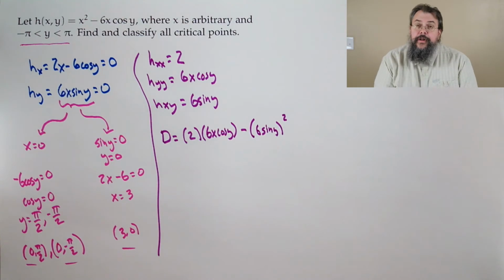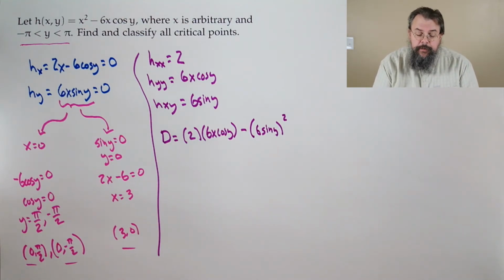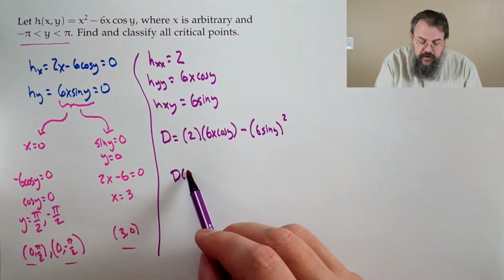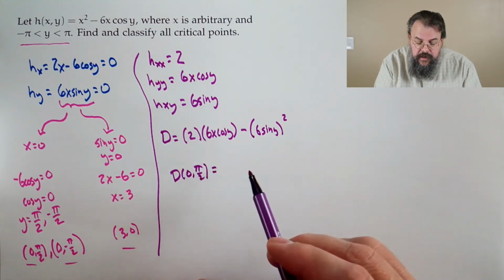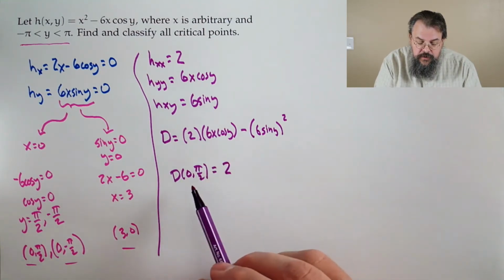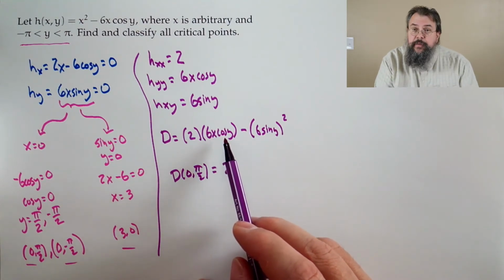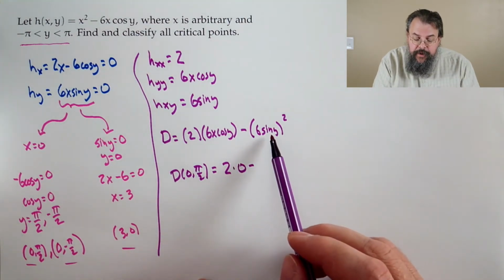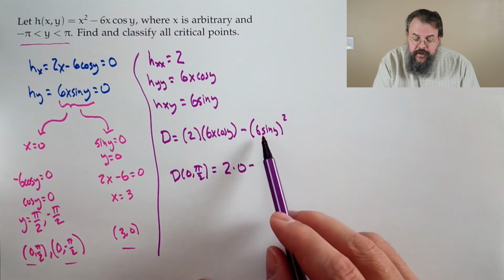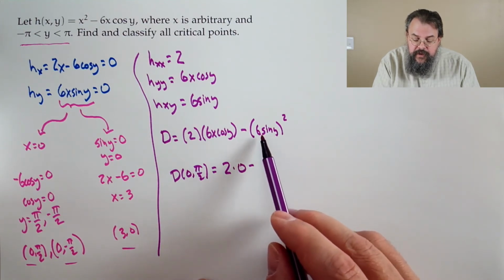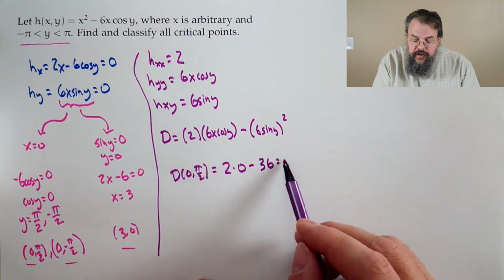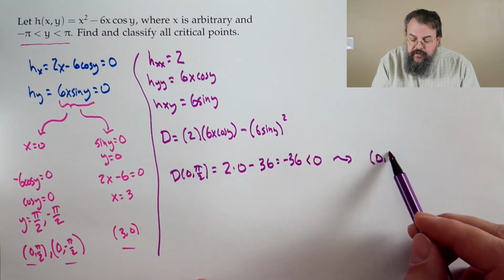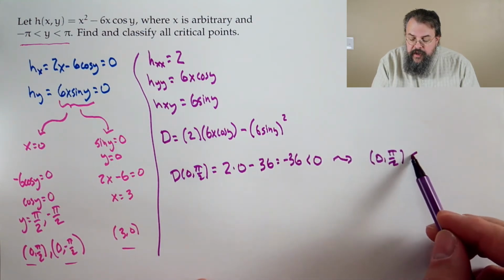All right. Now we just go through and patiently see what happens for each of these values. So let's plug in our 0, pi over 2. If we do that, what happens? Well, we're going to get 2 times 6 times 0 times cosine of pi over 2, which is also 0. All right, 2 times 0 minus, sine of pi over 2 is 1, times 6 is 6. Square it, 36. Well, negative 36, that's less than 0. Great. So that means that this point, 0 comma pi over 2, is a saddle.